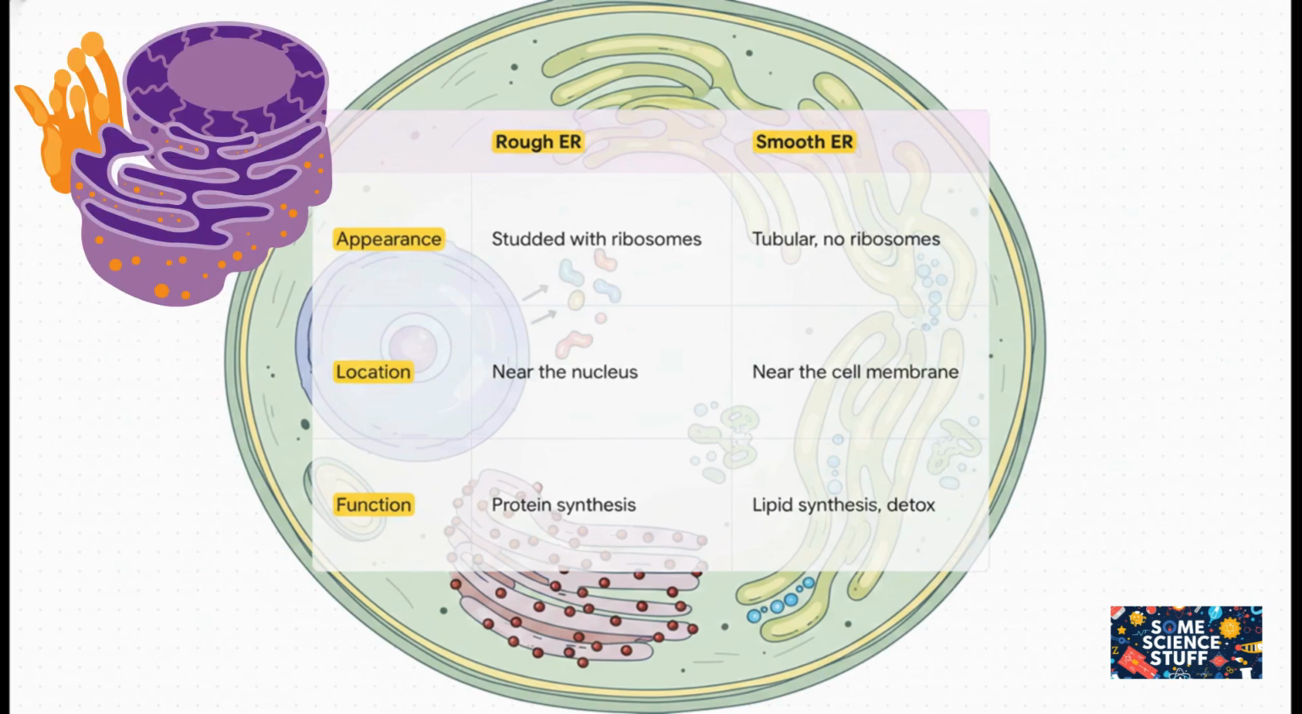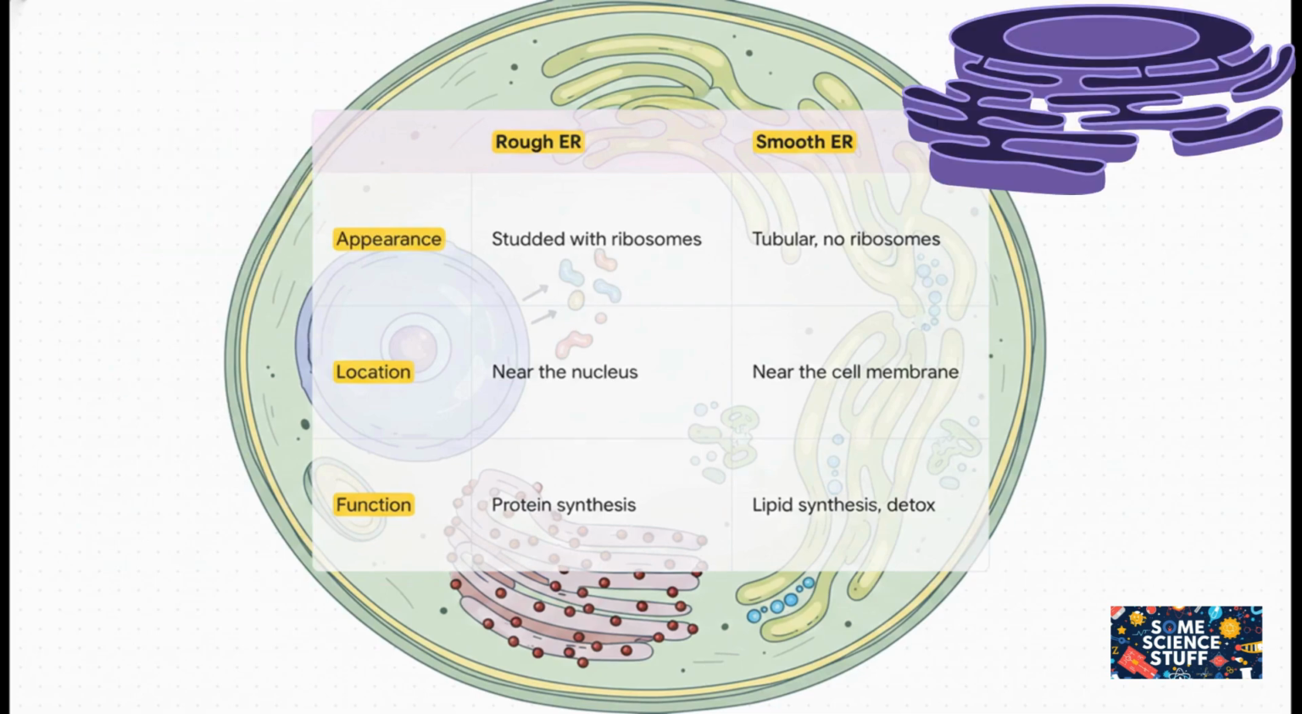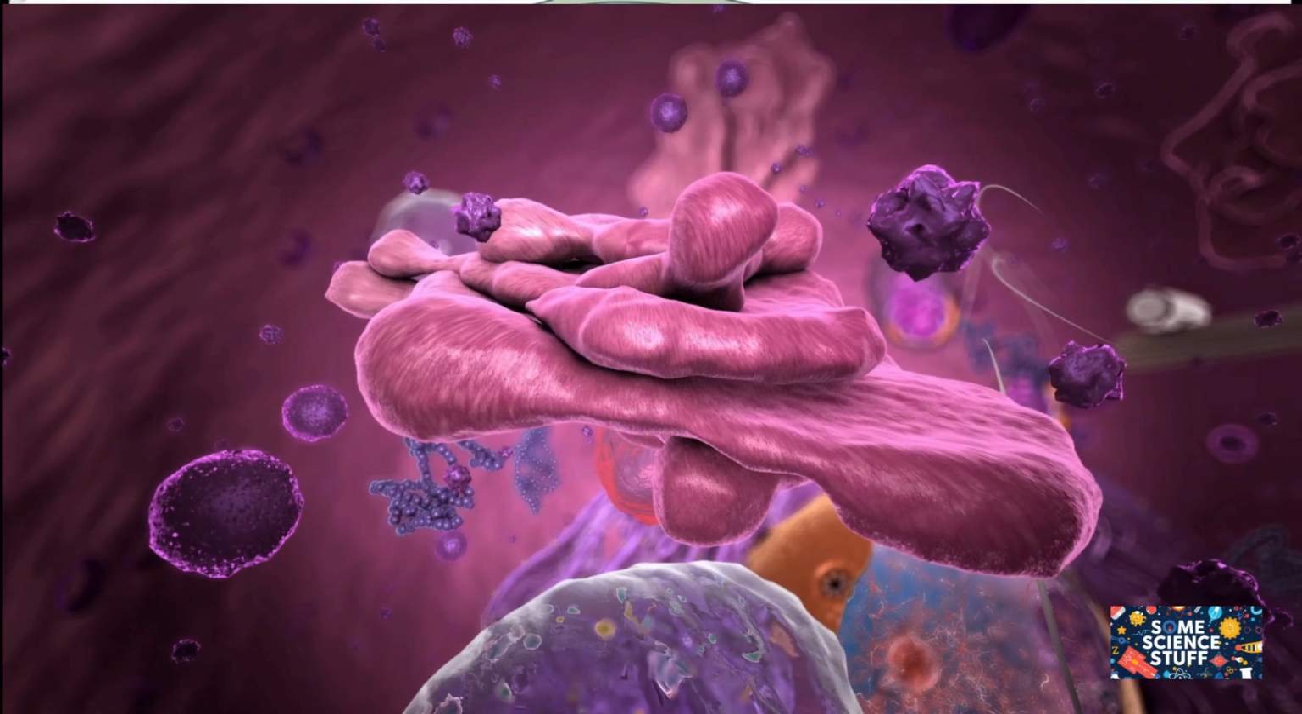First, you've got the rough ER, which is usually located near the nucleus. It's called rough because it's studded with these little things called ribosomes, making it the protein factory. In contrast, the smooth ER doesn't have ribosomes, which gives it that smooth, tubular look. It's the city's lipid factory, but also a crucial hub for detoxification and storing calcium ions.